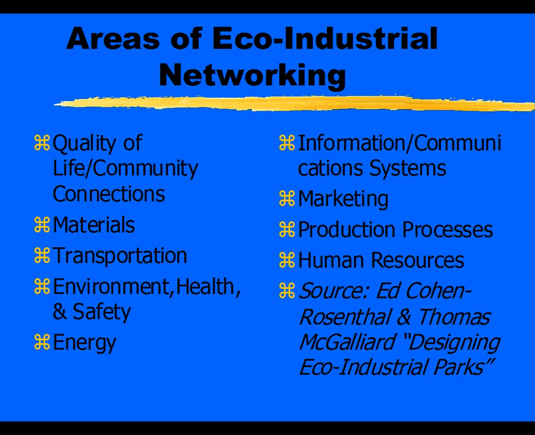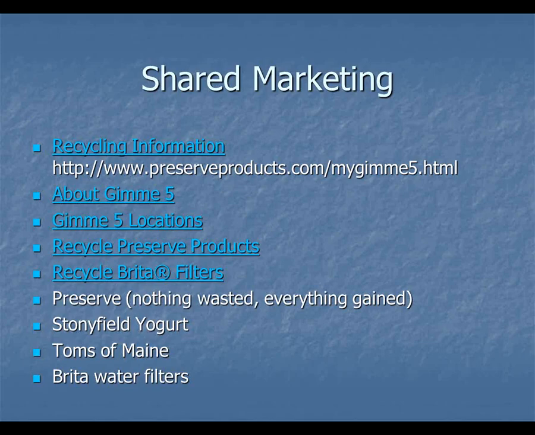So shared marketing. This is sort of a really cool product. Preserve toothbrushes, which are made from number 5 plastic. And the number 5 plastic is found in Stonyfield yogurt cups. So Stonyfield takes their cups. They have a product take-back system. You can send them their cups back. Those cups are then melted down and made into the handles for the Preserve toothbrush. Preserve toothbrush has a little folder. You can go online and they'll mail it to you, and then you can mail your toothbrush back when you're done with it. They take the bristles off, they melt it down, and they make it into plastic lumber. Isn't that a great concept.